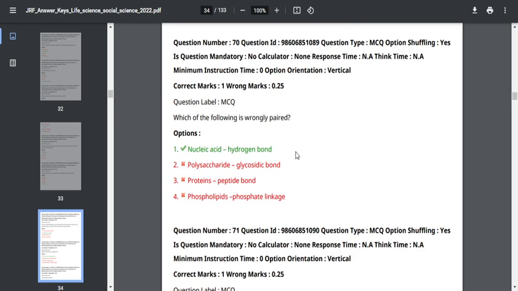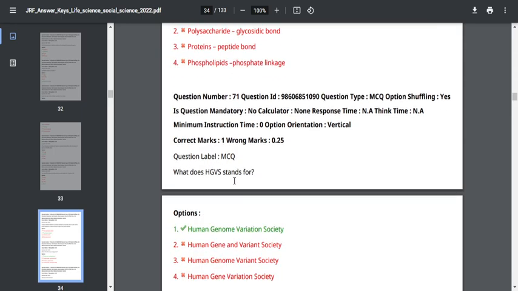Okay. Next, which is the wrongly paired? It is ultimately nucleic acid. The bond present is the phosphodiester bond. Here they have given hydrogen bond, whereas glycosidic bond is present in polysaccharides, peptide bond is present in proteins, and phosphate linkage is present in phospholipids.